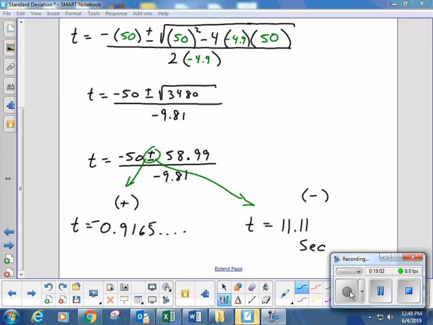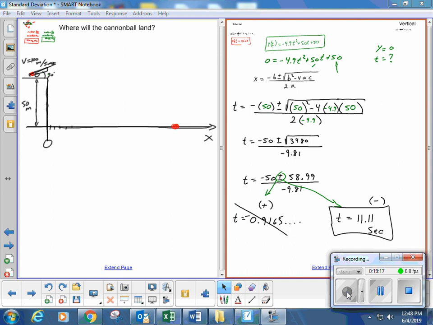Okay, so the question was, when does the cannonball land? And I would say that it lands at 11.11 seconds. What that means to our problem here is that it takes 11.11 seconds to fly. That's how long it's going to be in the air, and during that time, it needs to get as far as it can get. The question is, horizontally, how far can it get during those 11 seconds?